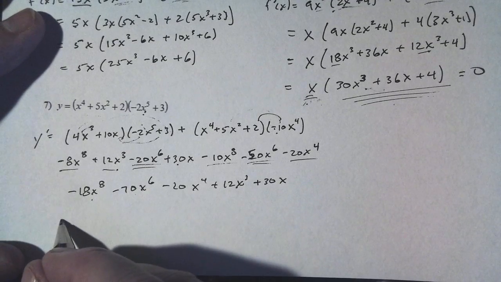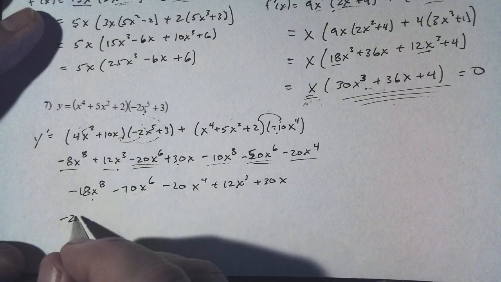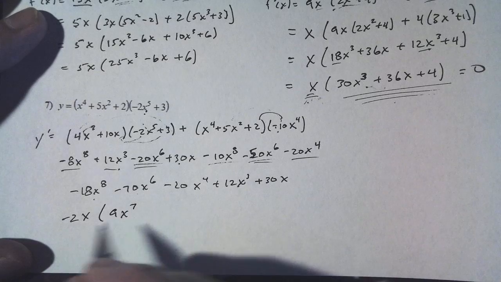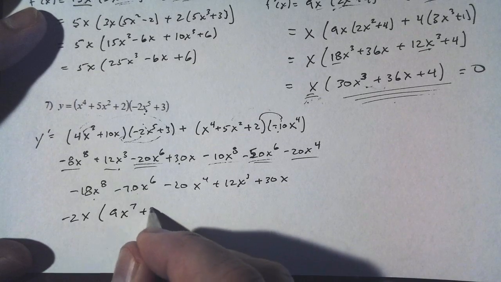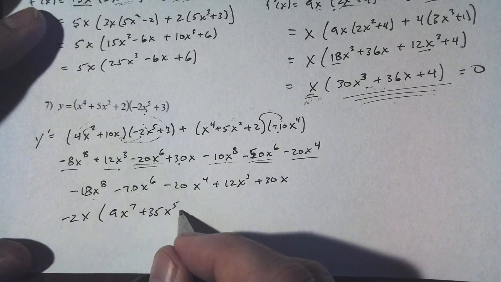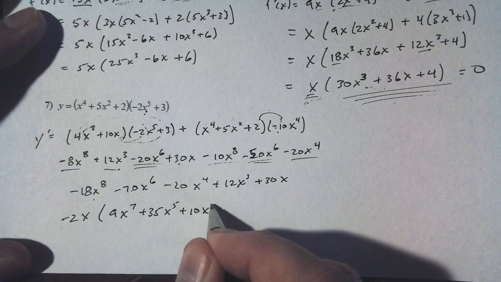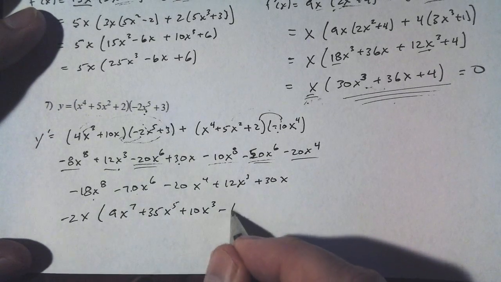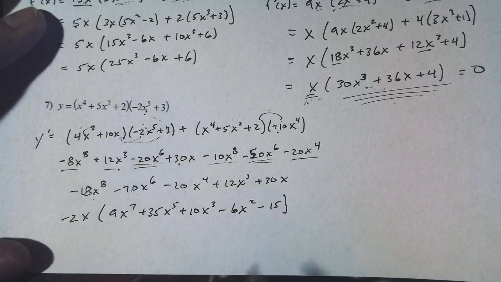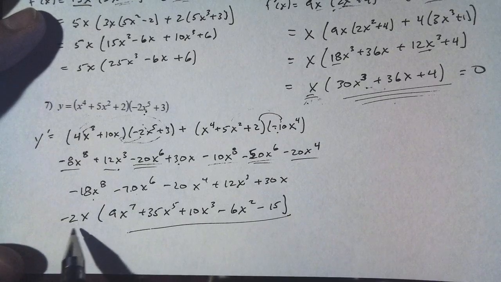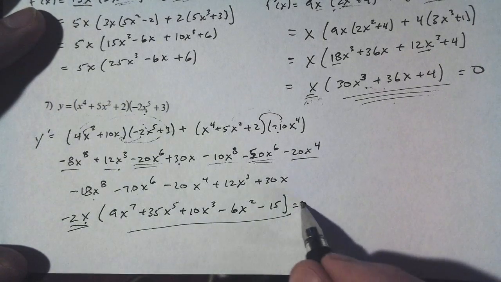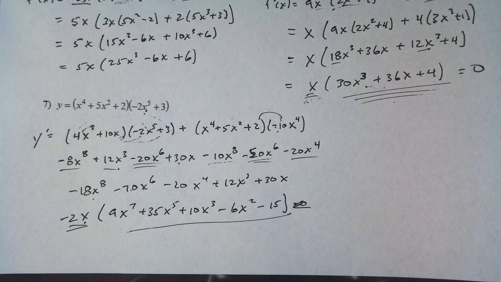I'm actually going to take out a negative 2, and I can take out an x. And I get 9x to the 7th, take out the negative, plus 35x to the 5th, take out the negative, plus 10x to the 3rd, minus 6x squared, minus 15. I don't know about factoring this, but I do know that 0 is one of my zeros of this. So it tells a little bit of a story.